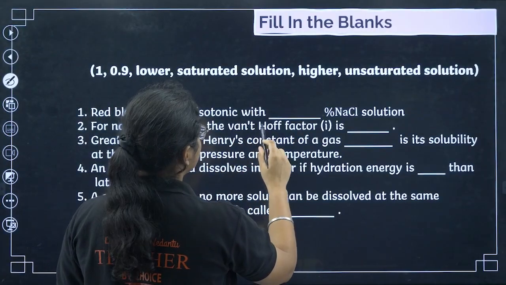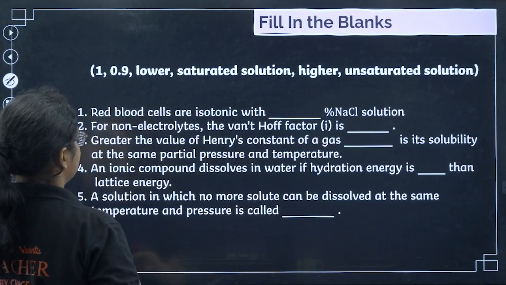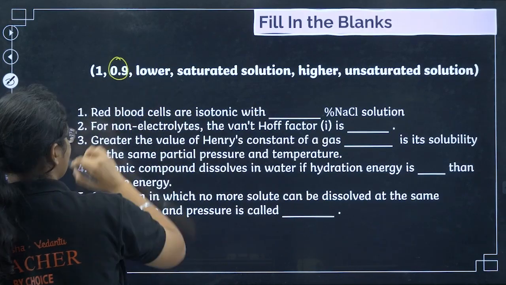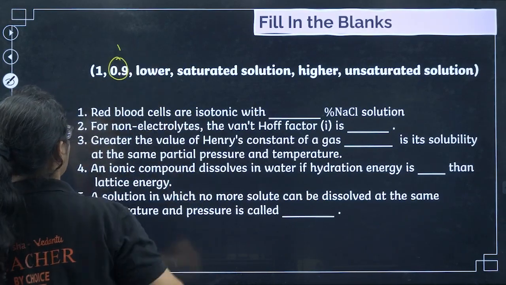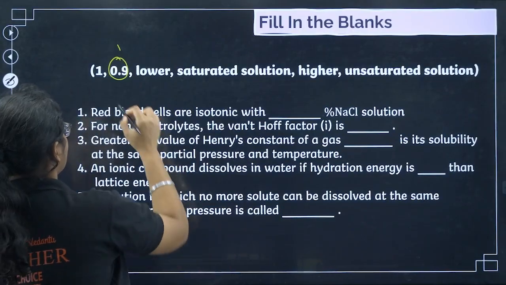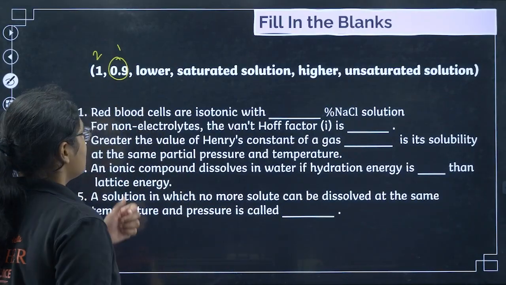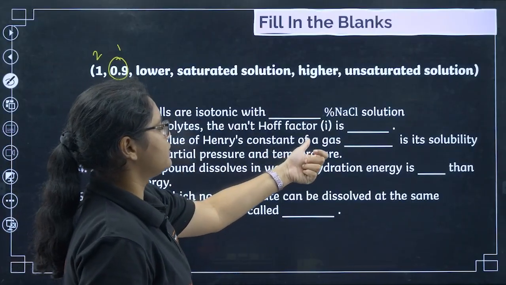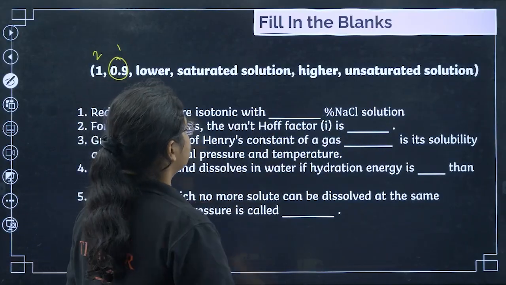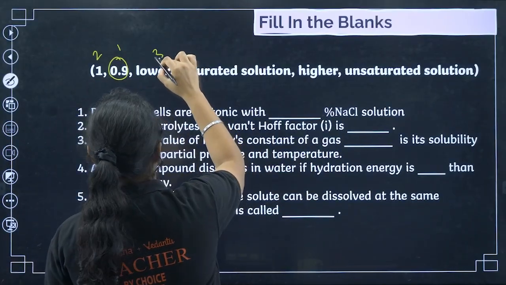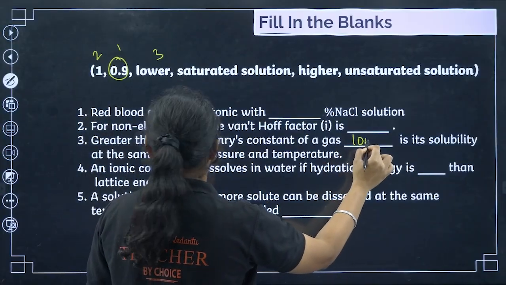with dash percentage of NaCl solution. So here it is 0.9% of NaCl, that is number 1. For non-electrolytes, the Van 't Hoff factor is 1. Okay, so that answer is 1 here. Greater the value of Henry's constant of a gas, the lower will be its solubility, right? So this is lower, option 3 is lower.